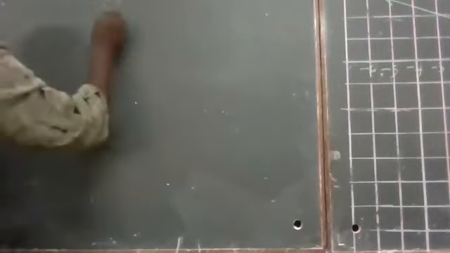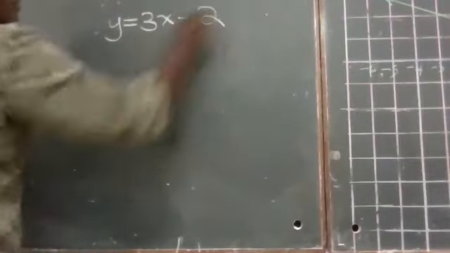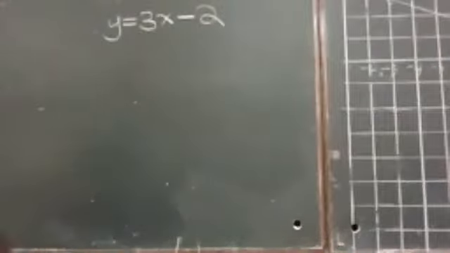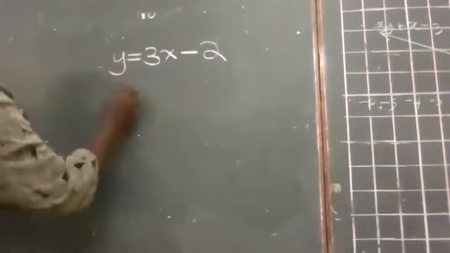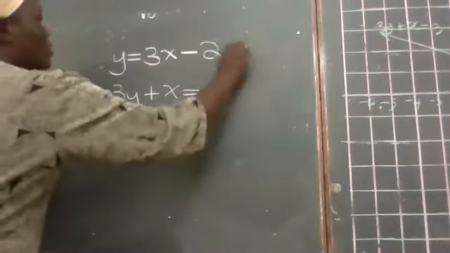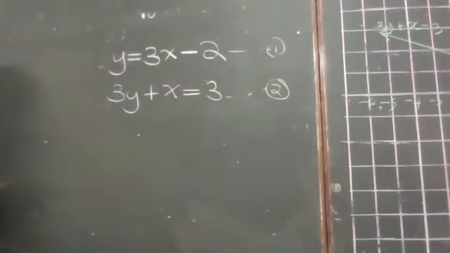The first one was y is 3x minus 2. That's supposed to copy the picture. I just want us to bring out the idea. I'm going to tell you when to write. So the other line is 3y plus x is equal to 3. These are the two lines we've drawn, and we've agreed they are perpendicular.